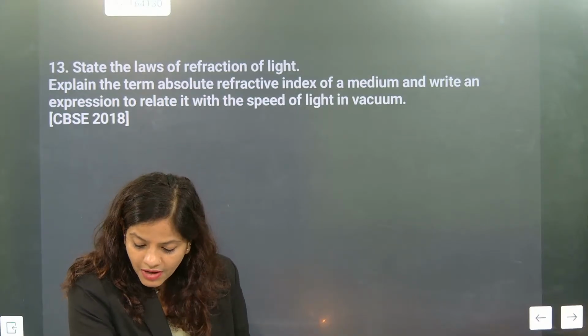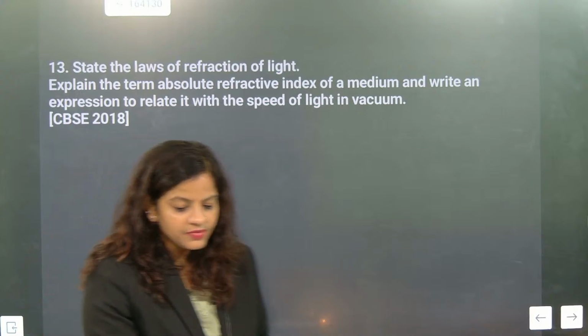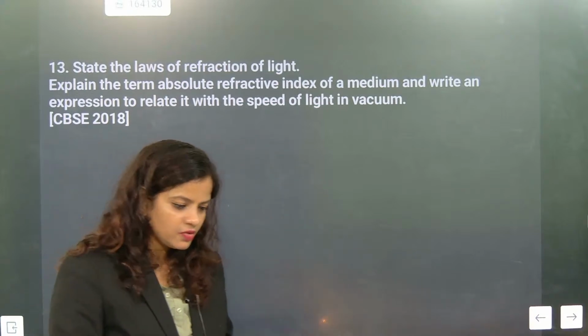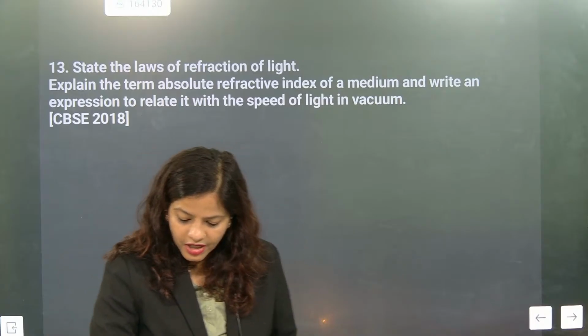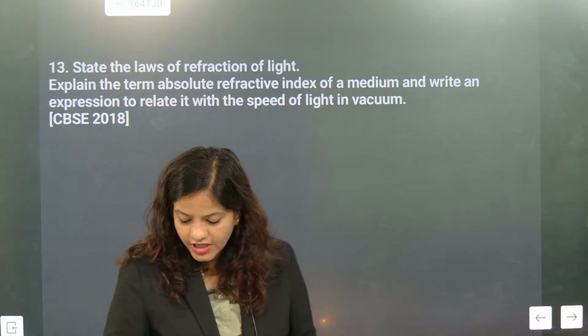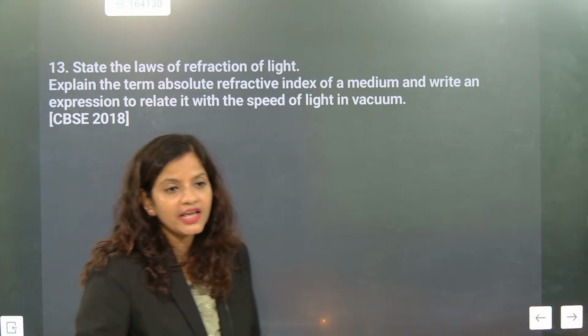I want to read. Mahalakshmi has sent me the answer. I'm checking. Sin i by sin r is equal to constant. That's absolutely correct, beta, but that's not the question. I want a very perfect, well-designed answer. For that only, I'm reading the first answer I have received.